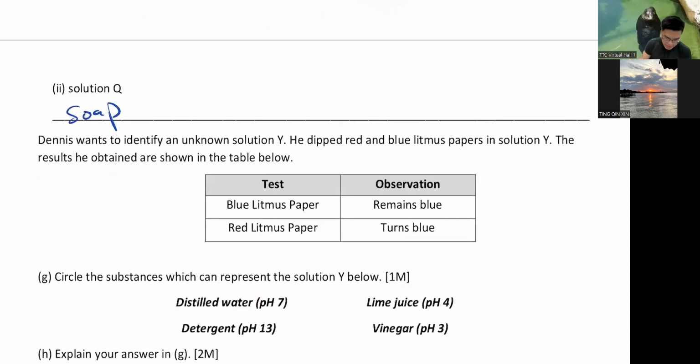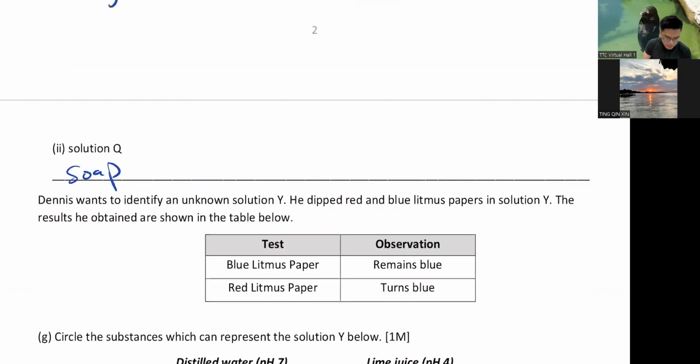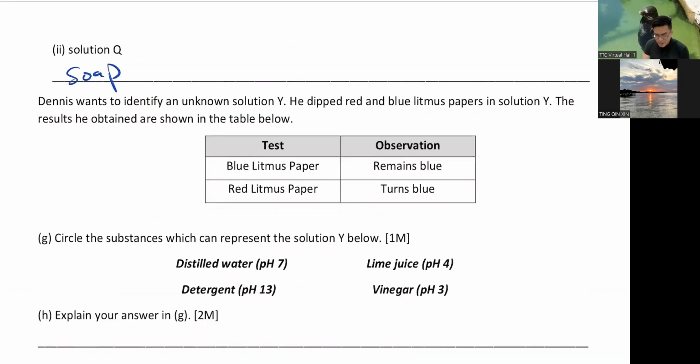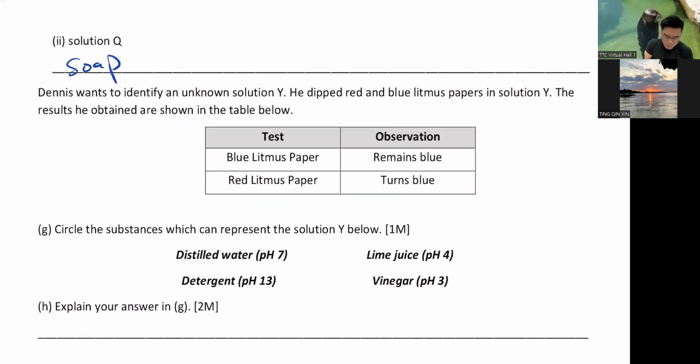Okay, so next, we discuss this if we can finish it by today. Alright, so next, Dennis wants to identify an unknown solution Y. He dipped red and blue litmus paper in solution Y. The results he obtained are shown in the table below. So he sees that blue remains blue, so it is not acid. Red turns blue, so it is alkaline. It is definitely alkaline.